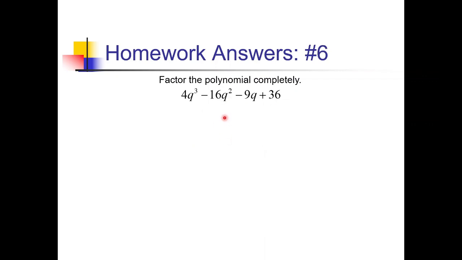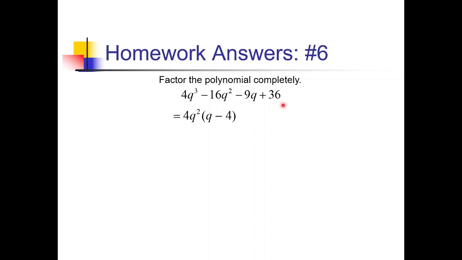For this problem, we've got 4 terms, and it doesn't look like I can take any particular thing out of all 4 of them. We've got a lot of q's, but not all of them. We've got things that are divisible by 4, but this 9 kind of breaks that pattern. So we're going to go straight to grouping in this case. For the first 2 terms, I can take out a 4 for the constants and a q squared for the variables. And that will leave me with a q minus, let's see, 16q squared divided by 4q squared is just going to be a minus 4.